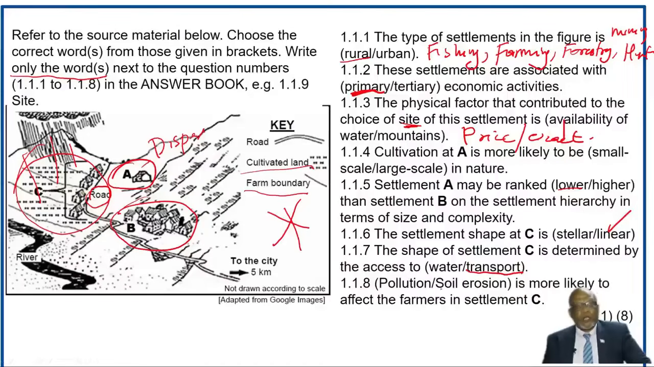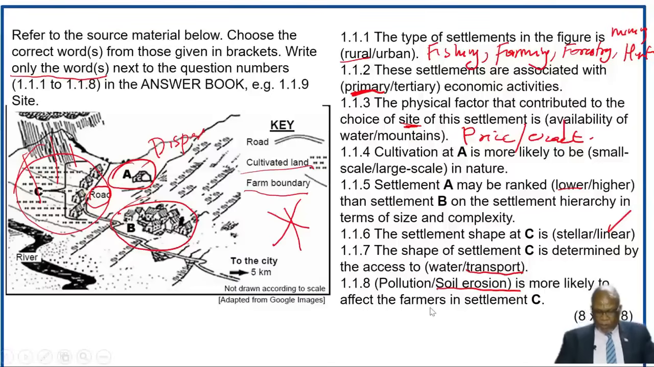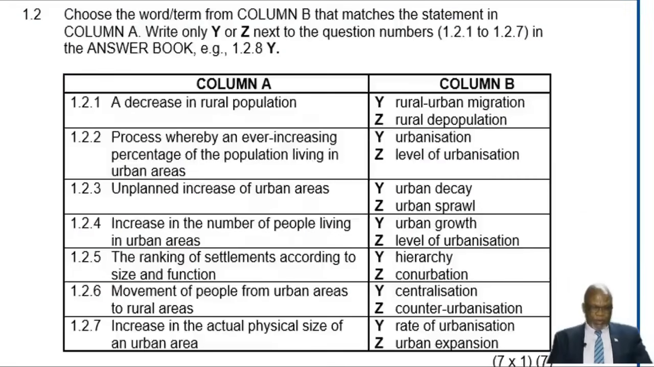So because of that, the correct answer there will be soil erosion because it's on a steeper gradient, and so it is more likely to be affected by soil erosion after precipitation or because of wind or because of any other agent of soil erosion. But the correct answer there will be soil erosion. Okay, let's move to the next question.